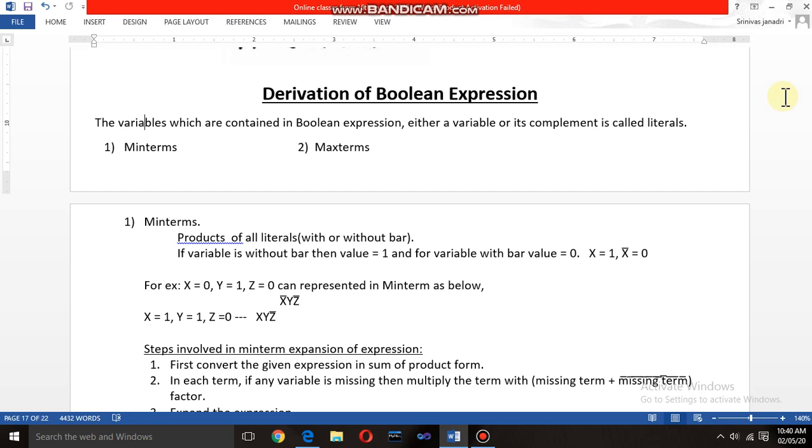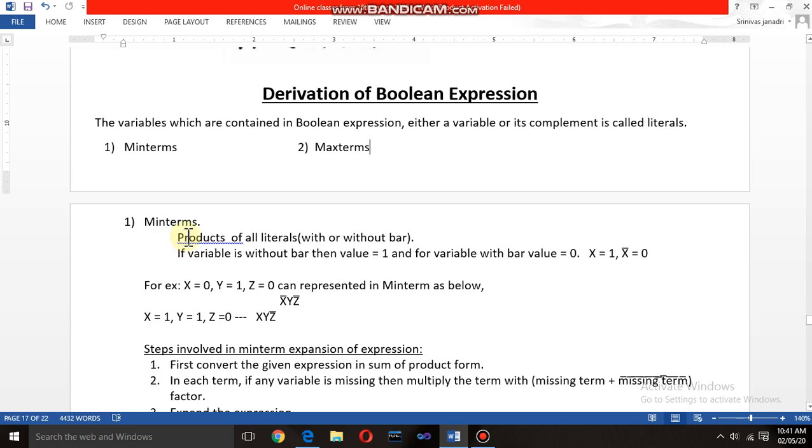While deriving the Boolean expression, we need to remember two things: one is minterms and the other is maxterms. These two are the basic terms you should remember while deriving the Boolean expression. It is easy to express or derive the Boolean expression using these terms.